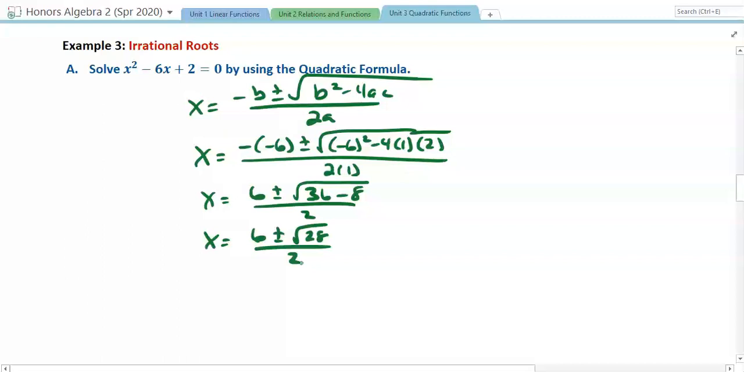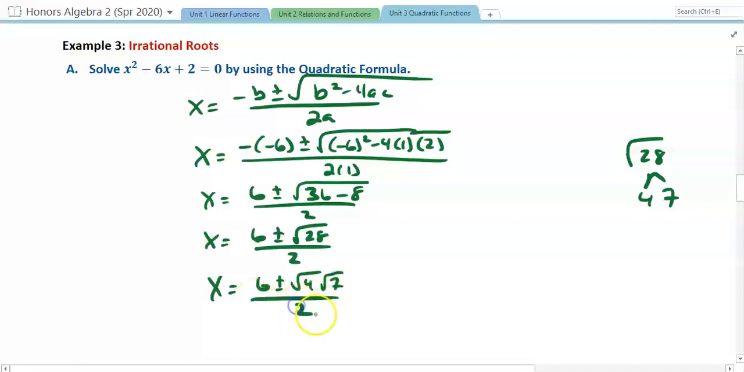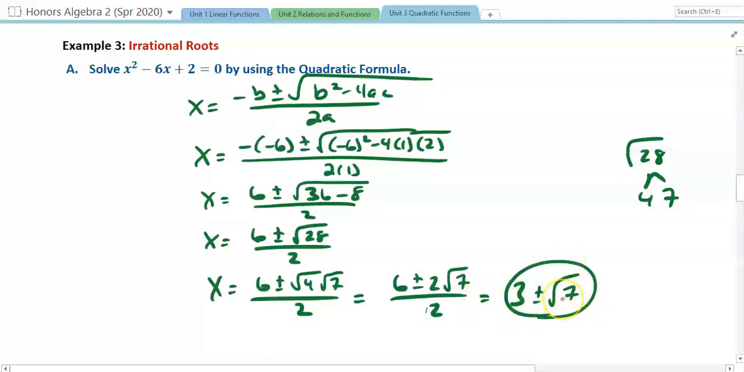If this will simplify, we'll simplify it. And so the square root of 28 will break up to 4 and 7. And so x is equal to 6 plus or minus the square root of 4 times the square root of 7 all over 2. And so that's going to give us 6 plus or minus 2 root 7 all over 2. And all of our numbers that are outside are divisible by 2, so we will divide this and get 3 plus or minus the square root of 7. This is the solution. Well, two solutions actually, because it would be 3 plus the square root of 7, and then 3 minus the square root of 7.